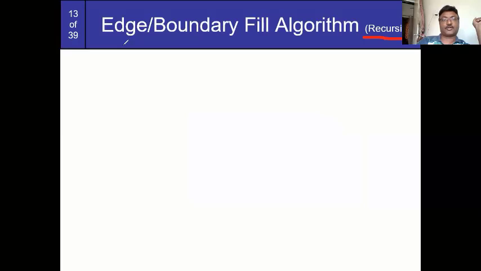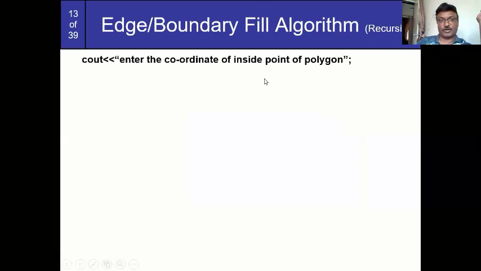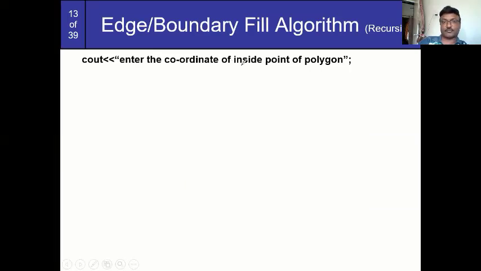Now, how can I start? The first step is the same: you all draw the polygon, first of all the x-axis and y-axis. Draw the polygon and then read the inside point. So enter the coordinates of the polygon, that means the inside point. You have to read and store it in the coordinates x and y. This inside point you have to read from the user, so they can enter and store it in your x and y coordinates, similarly to what we have already done in the seed fill algorithm.